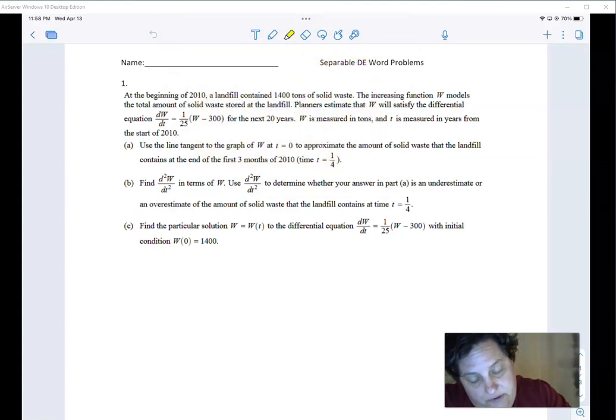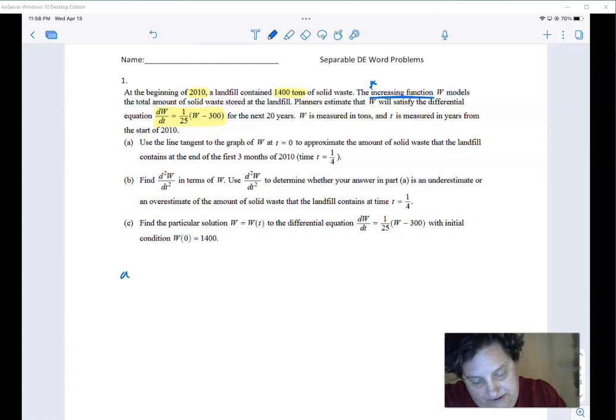Beginning of 2010, a landfill contained 1,400 tons of solid waste. The increasing function W. Now, as I read through here, you guys, I'm like, increasing function. I feel like that's going to be important later. It models the total amount of solid waste stored at the landfill. Planners estimate that W will satisfy the differential equation dW/dt is 1/25 (W minus 300) for the next 20 years. W is measured in tons. t is measured in years from the start of 2010.